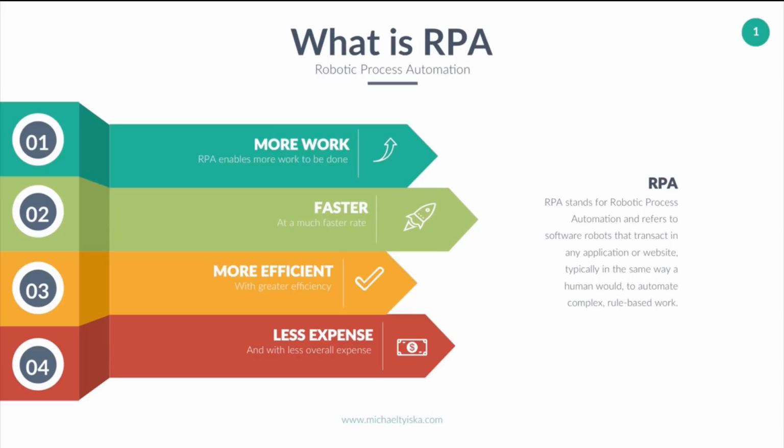So what is RPA? RPA stands for Robotic Process Automation and refers to software robots that transact in any application or website, typically in the same way a human would, to automate complex and rule-based work. This results in more work getting done faster, with fewer errors and less overall expense. At its core, RPA automates business process by eliminating human interaction with internal applications.